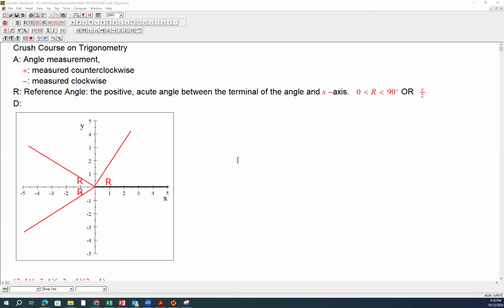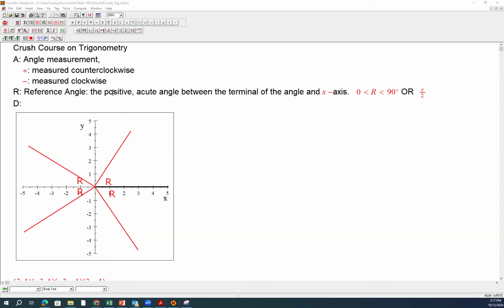And then you say, well, I'm going to measure a negative angle. If you're measuring a negative angle, you're going to go clockwise, and you terminate in the fourth quadrant. And what will be the reference angle? Well, in this case, the reference angle will be between the terminal and the starting line. So that's going to be the reference angle. You can see in each quadrant, we will have a way to determine the reference angle. So that's the reference angle.